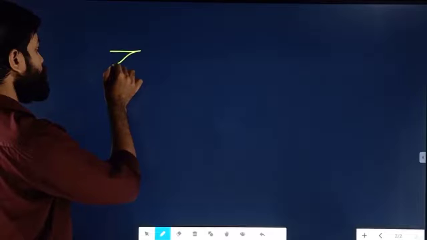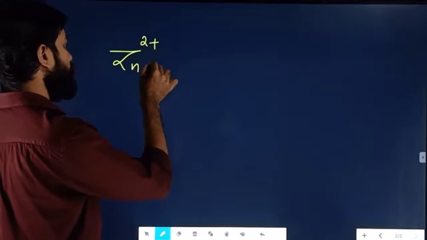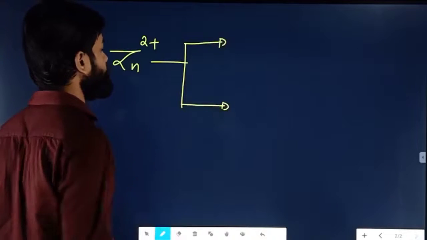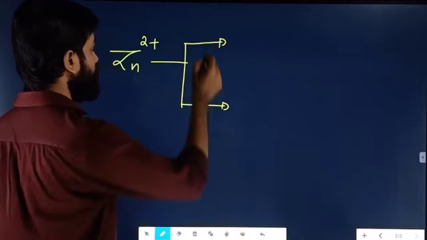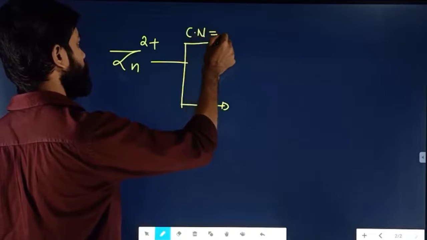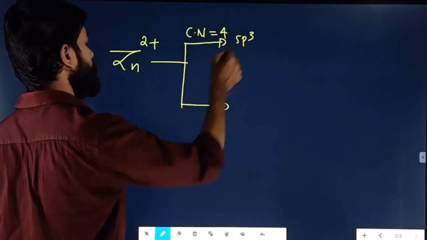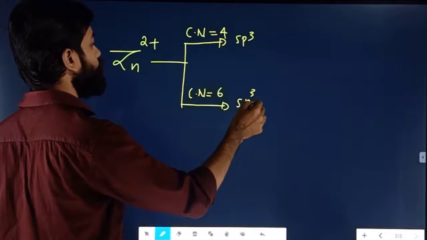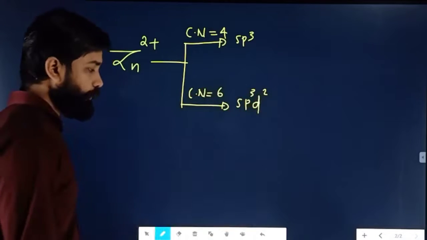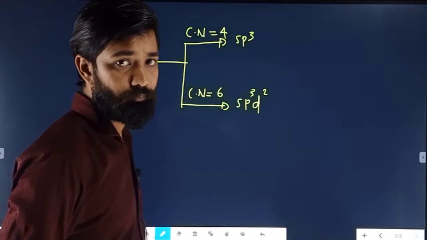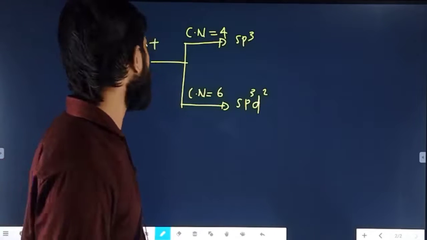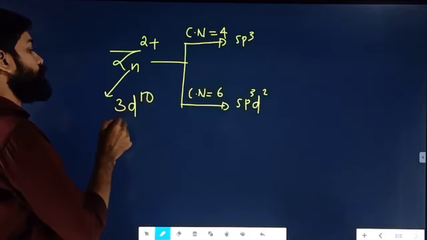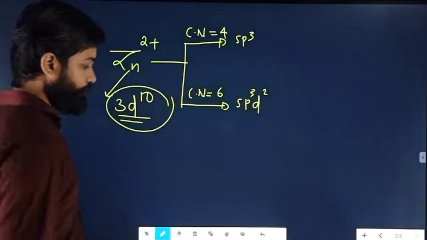Ready? Zn2+, whatever the complex, in case of Zn2+, if the coordination number is 4, then it will be sp3. If the coordination number is 6, it will be sp3d2. Whatever the ligands, for any ligands, because it already has 3d10, so it can't use the inner d orbital.